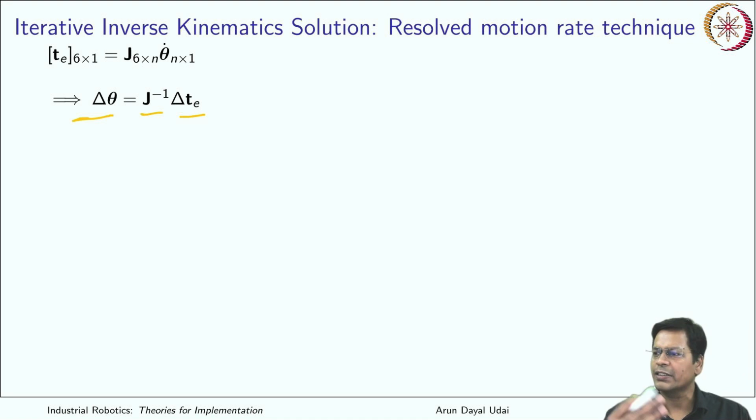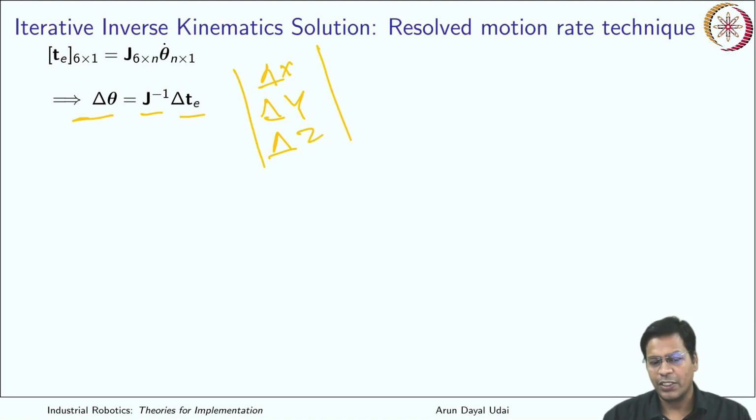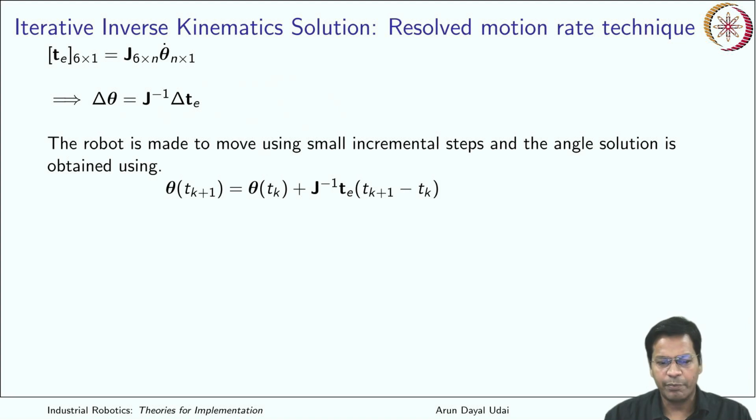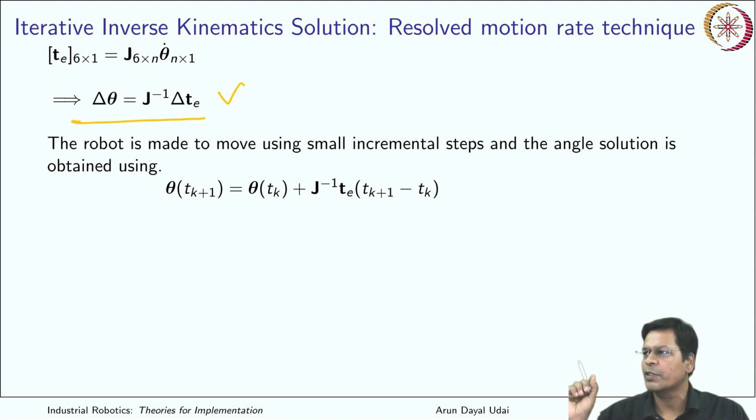To understand it better, let us just say it is having some delta x, delta y and delta z. Maybe these angular things become equal to 0. I am not talking about that for simplicity. So this is your end effector velocity. Velocity, because it is just a rate and with the same time variable, both are differentiated. So the relation still holds true. The robot can be made to move using small increments. This equation is true for very, very infinitesimally small steps.